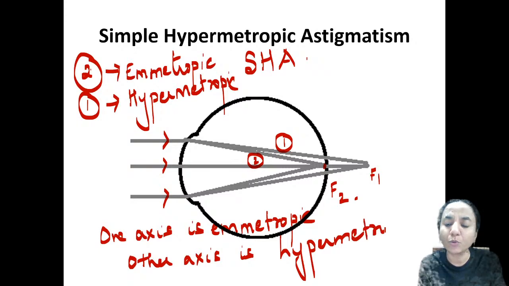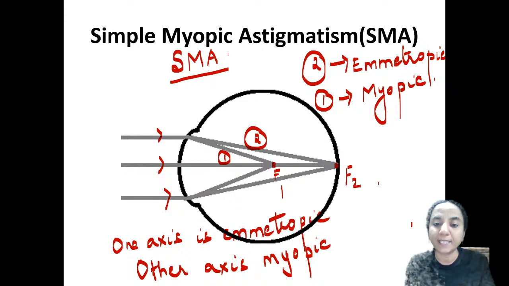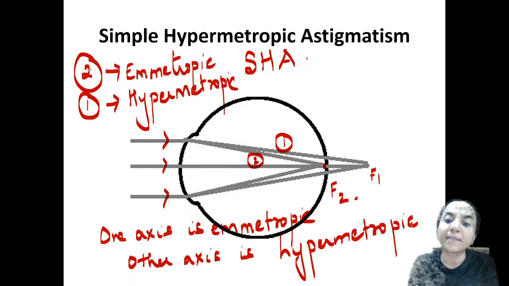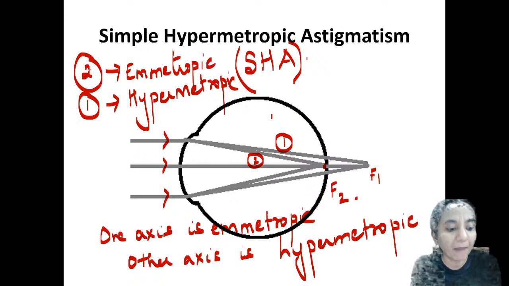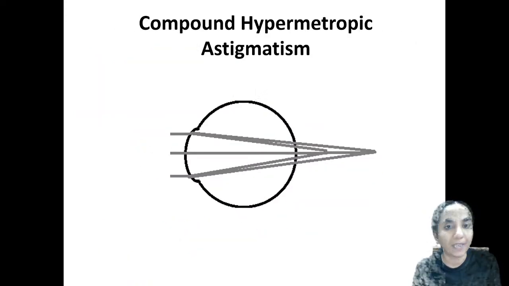So let us review these two simple types first. In simple myopic astigmatism, one axis is emmetropic and the other axis is myopic. In simple hypermetropic astigmatism, one axis is emmetropic and the other axis is hypermetropic. These are the two simple forms of astigmatism. Now we take this a step further and discuss something slightly more complex: compound myopic astigmatism and compound hypermetropic astigmatism.